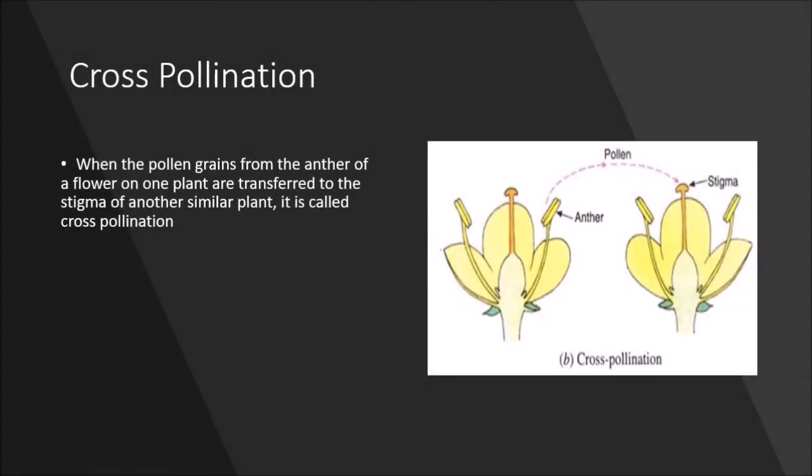Next is cross-pollination. What is cross-pollination? When the pollen grains from the anther of a flower on one plant are transferred to the stigma of another similar type of plant, it is called cross-pollination. Okay?